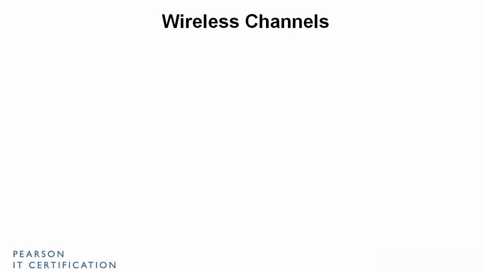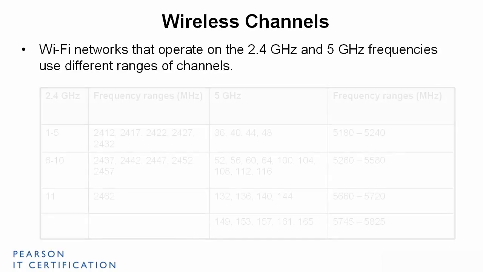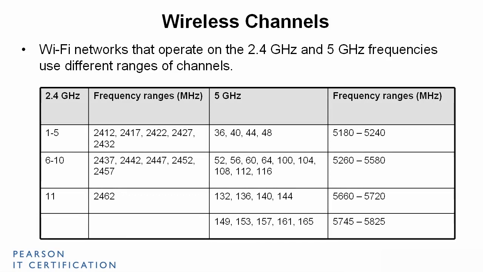Okay, let's talk wireless channels real quick. Wi-Fi networks that operate on the 2.4 gigahertz and 5 gigahertz frequencies use different ranges of channels. And so let's talk about both of those. The 802.11n that runs on 2.4 gigahertz and also G and B have three different ranges, channels 1 through 5, 6 through 10, and 11.